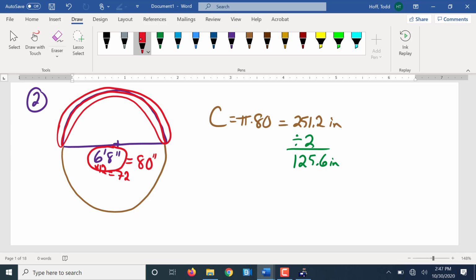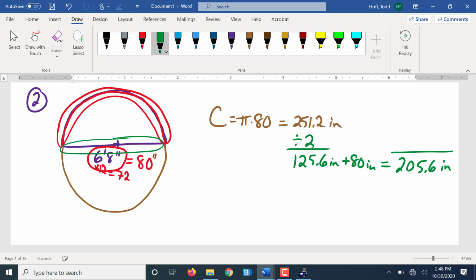What do we have to do to finish off the distance around that? Yeah, we have to add this side here, the 80 inches. We add 80 inches to that, what do we get? There we go, 205.6 inches. Now that's the perimeter of that window, but that's not our total trim here. We have to look at that 2.5 inches at each corner for the miter.